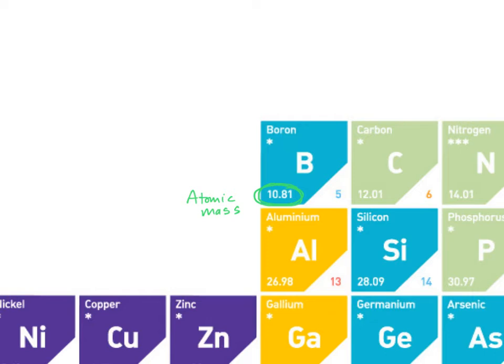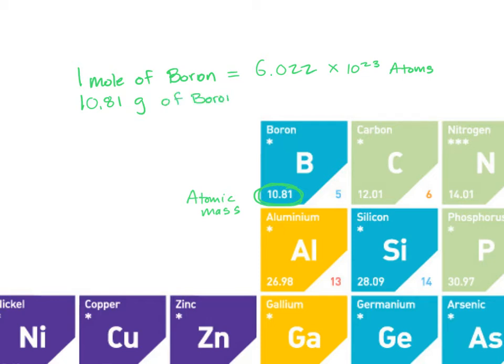So that's to say that 1 mole of boron is equal to 6.022 times 10 to the 23rd atoms, and that 10.81 grams of boron also equals 6.022 times 10 to the 23rd atoms.